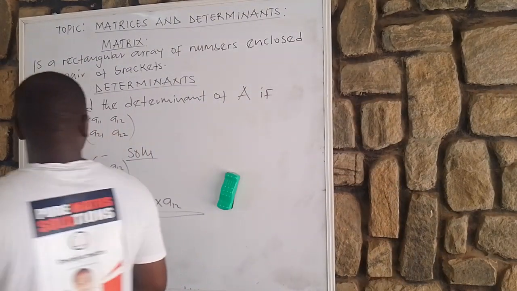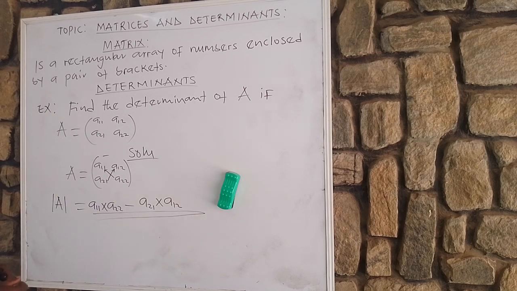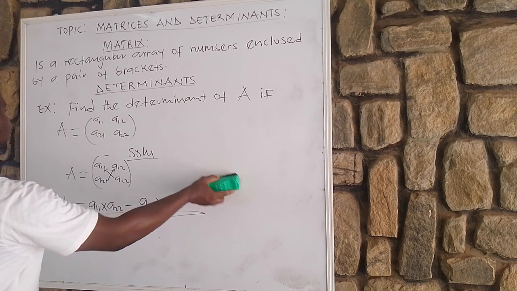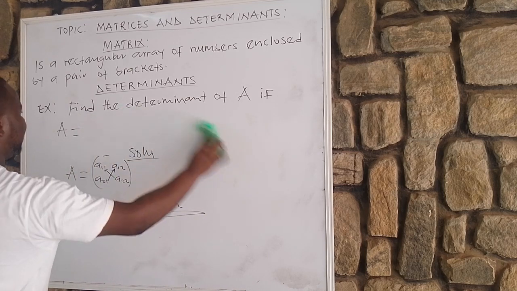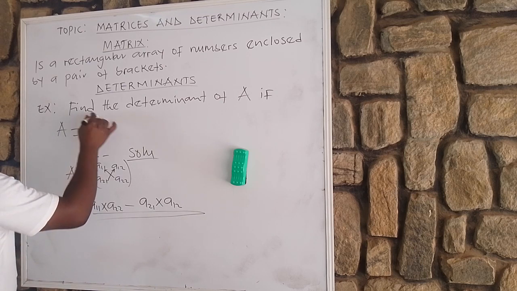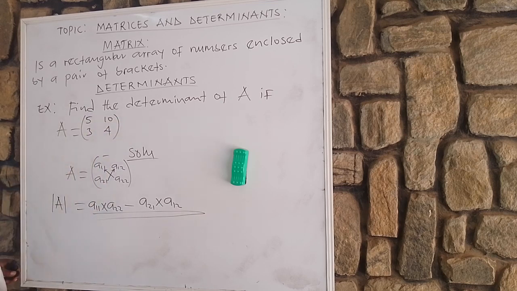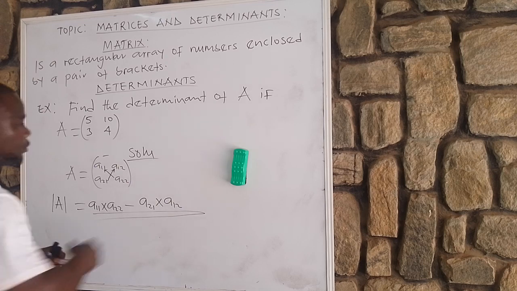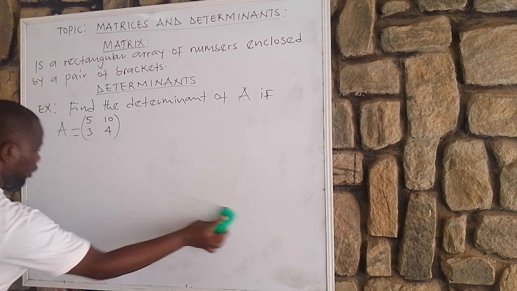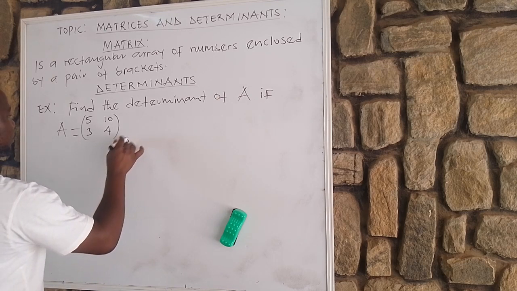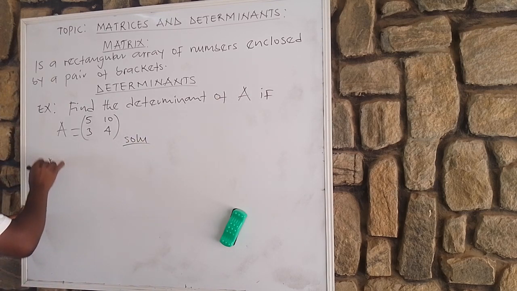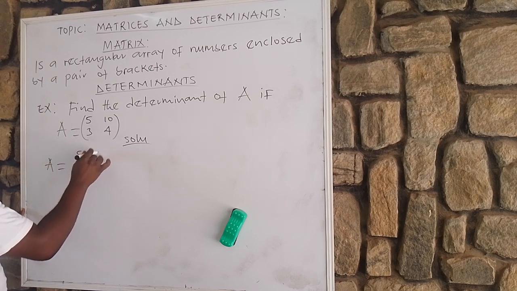So now let us use values. Let's apply values. So I may say this is the formula of a determinant. So let's make use of values. Let us have here 5, 10, 3, 4. Then we are asked to find the determinant. So we write the solution. Here A is equal to 5, 10, 3, and 4.